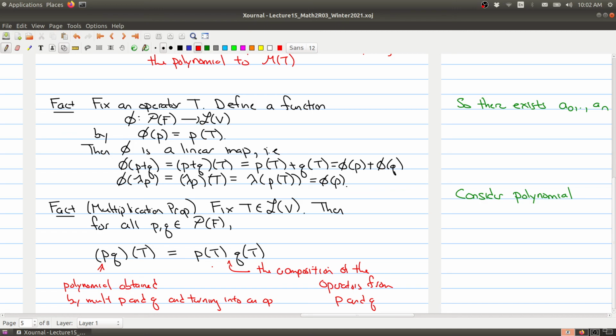Okay, so we'll pause here, and then in that last part, we're going to talk about the existence of eigenvalues, and using this notion of polynomials is going to be very important to prove that.